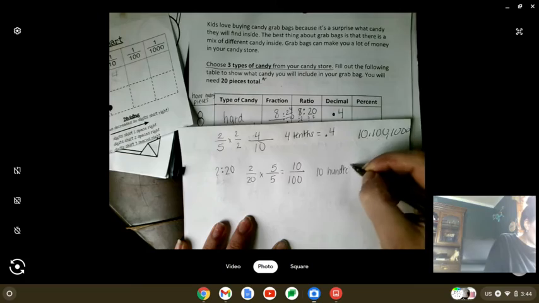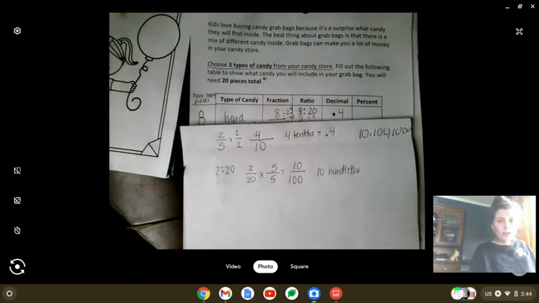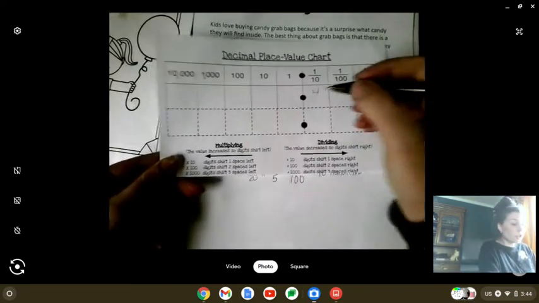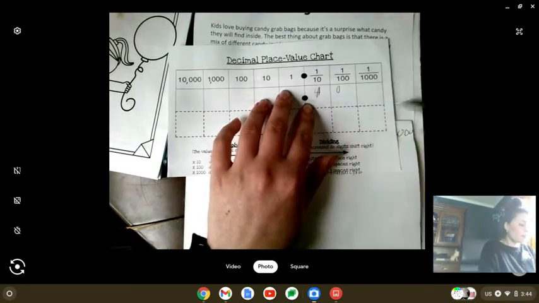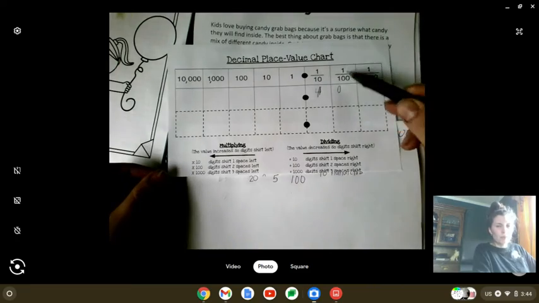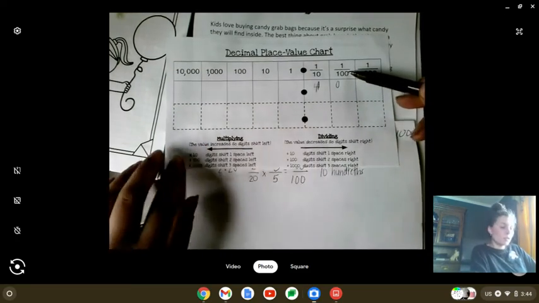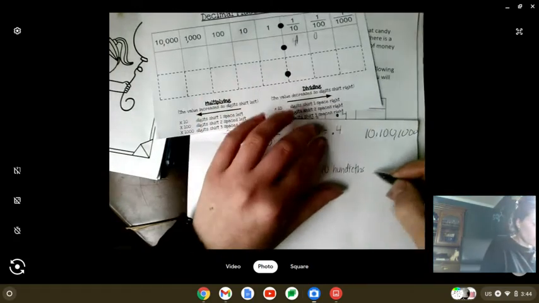We say this as 10 hundredths. Some of us can visualize it. Others need a place value chart. 10 hundredths. Remember, our number ends in whatever column we said. So our number ends in the hundredths place, so it's decimal point 1.